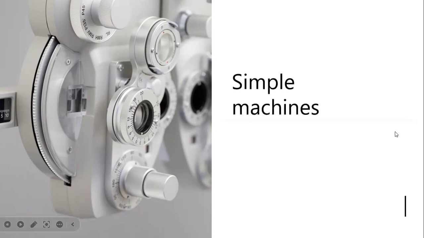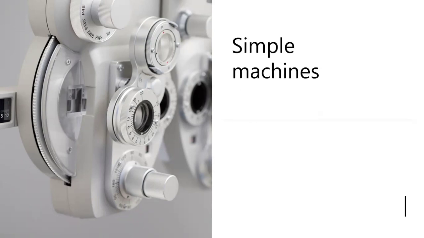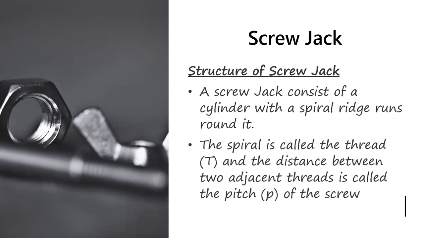Our topic is simple machines. In our previous video, we discussed the inclined plane. So in this video, let's move on to the other simple machine, that is the screw jack. We will start with the structure of the screw jack.